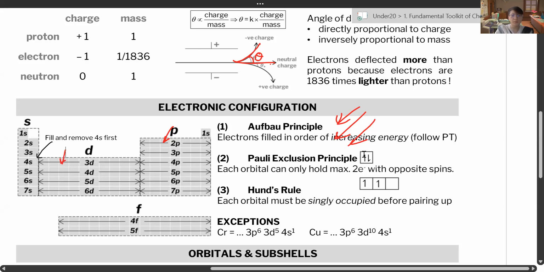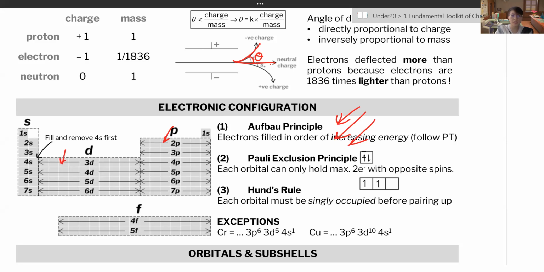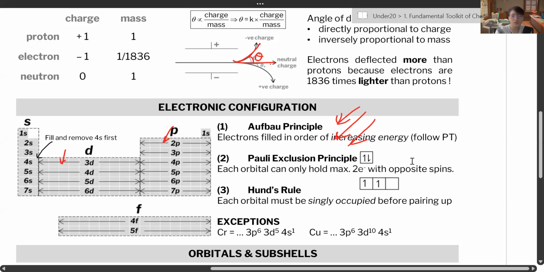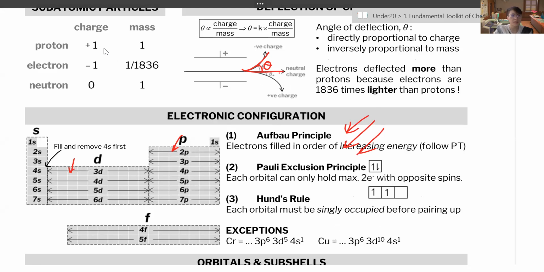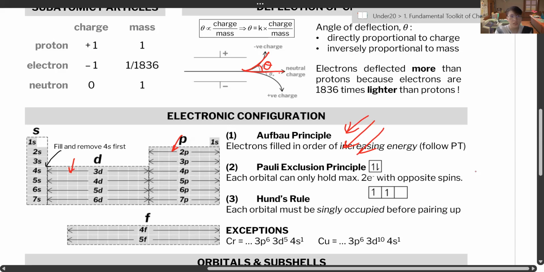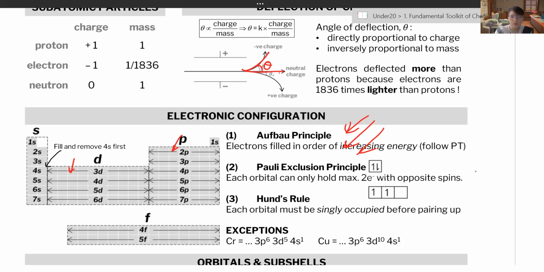Okay, so next rule is the Pauli exclusion principle, which tells us that each orbital can only hold a maximum of 2 electrons with opposite spins. So you need to draw it this way, 1 up, 1 down. And then Hund's rule tells us that each orbital must be singly occupied before pairing up. So this means that if you have something like 2p2, you must draw it this way. And only when you have something like 2p4, 2p5, 2p6, after 2p3, then you can start to pair them up.